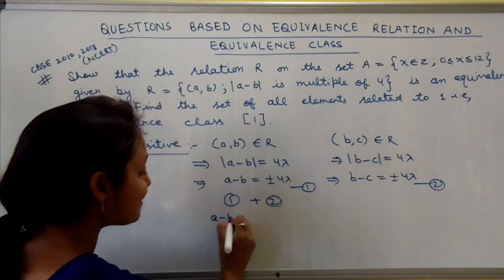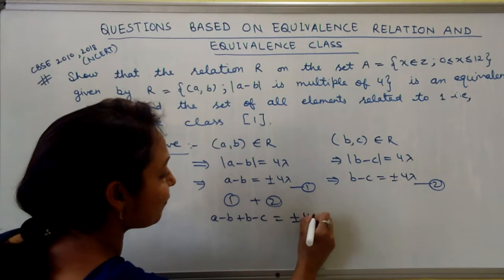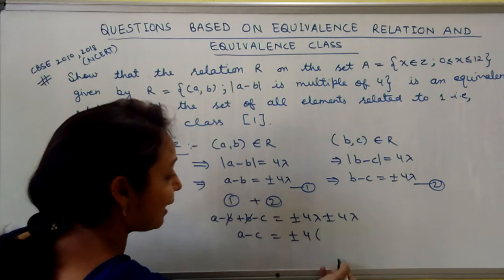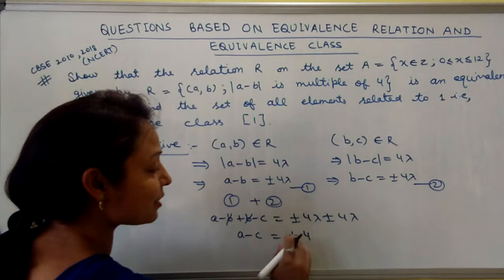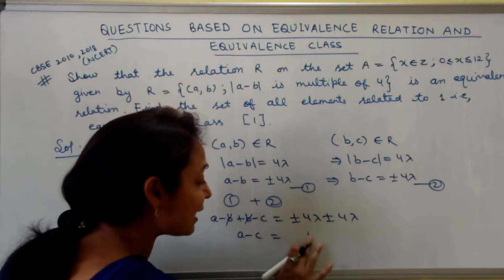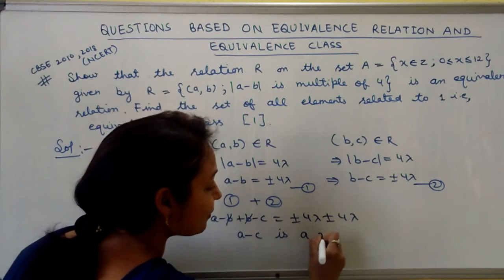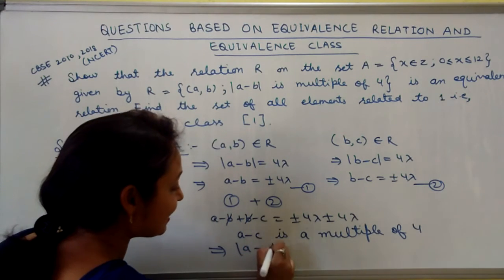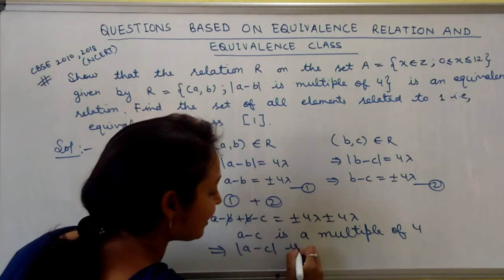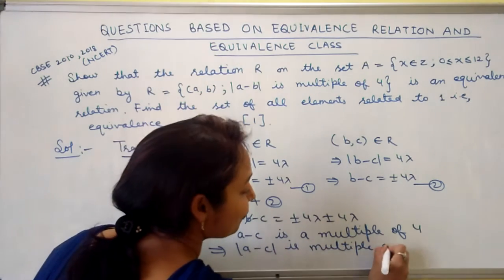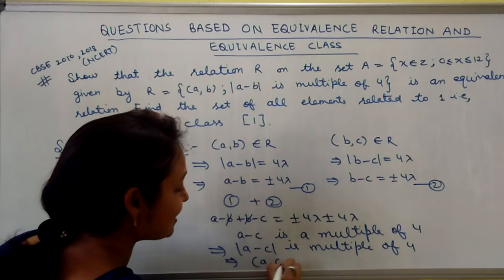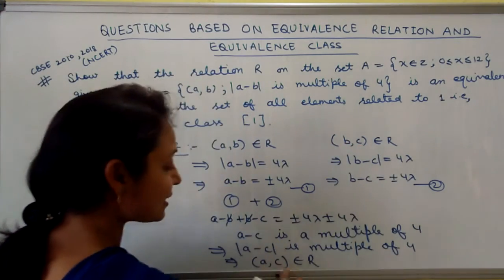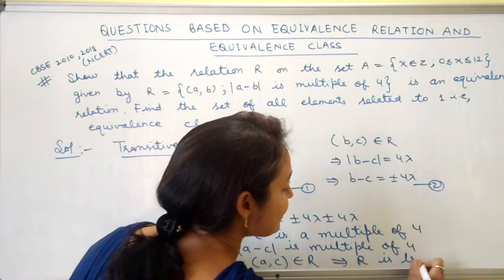What is that? a minus b plus b minus c is equal to plus minus 4 lambda plus minus 4 lambda. That means b and b will cancel. a minus c is equal to plus minus 4 lambda. By taking the addition of the lambdas, that is again a lambda, so we can write it as a multiple of 4. That means a minus c is a multiple of 4. That means (a, c) belongs to R. By using this, we come to the result (a, c) belongs to R, that is, R is transitive.